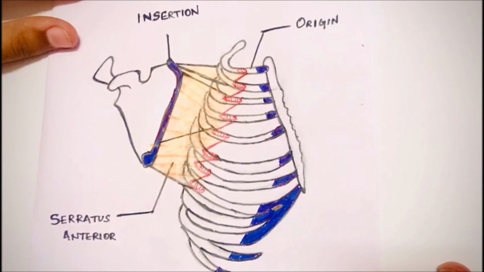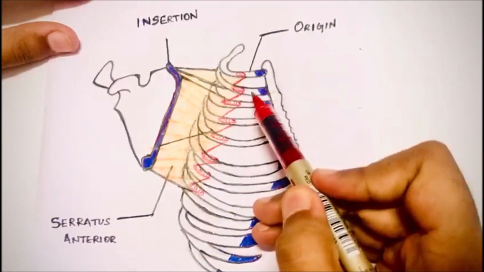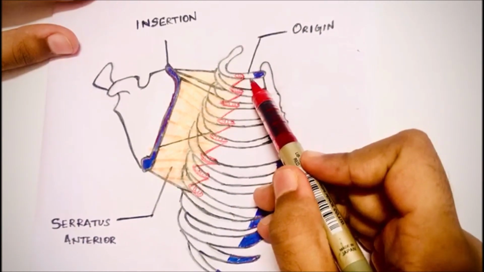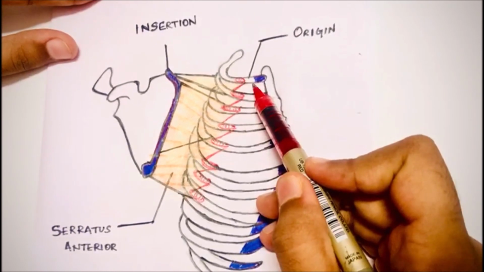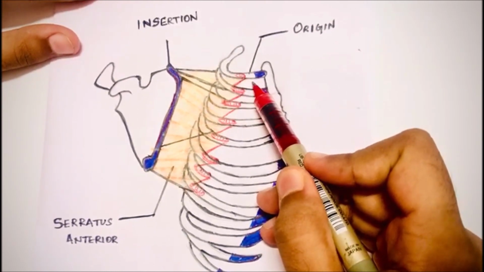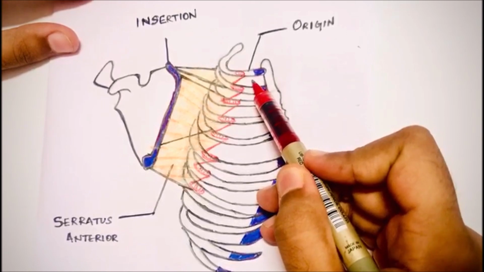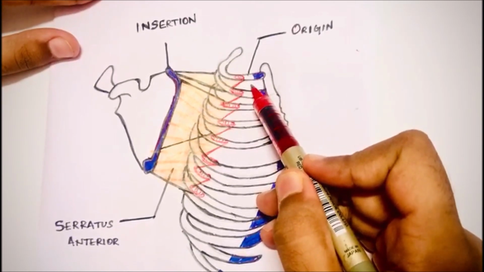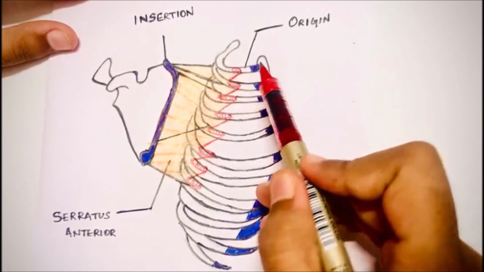Let us move on to its origin. So this is the origin, and it arises by a series of 8 digitations from the upper 8 ribs, and the first digitation arises from the first and the second ribs, whereas all the other digitations arise from their corresponding ribs. Let us move on to its insertion.